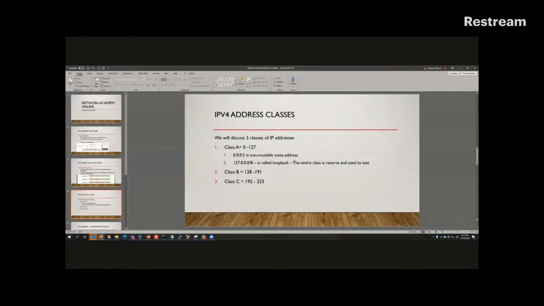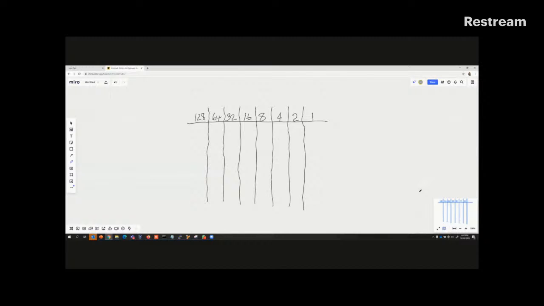127 or 126, 125. What does that mean? As a matter of fact, I could bring my whiteboard to the foreground so that you could see what I'm talking about. So let me do that.